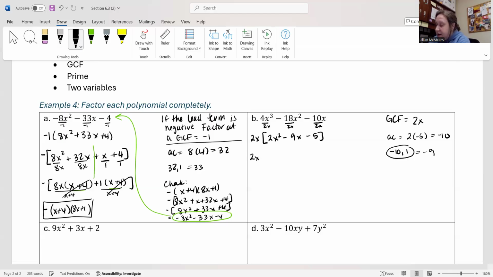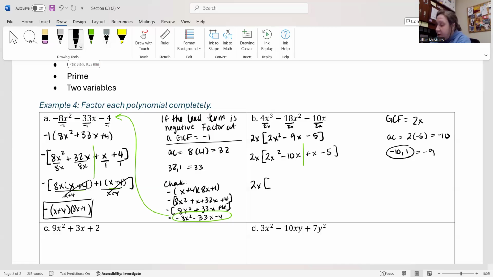So I've got my 2x outside brackets, and then inside the brackets, I'm going to rewrite 9x. So I get 2x squared minus 10x plus x minus 5. Make sure you carry your 2x through the whole way. All right. We need to start our factor by grouping. So we split this down the middle.